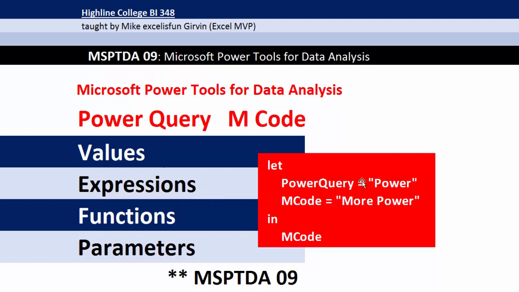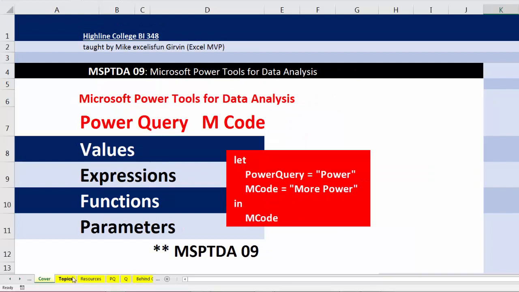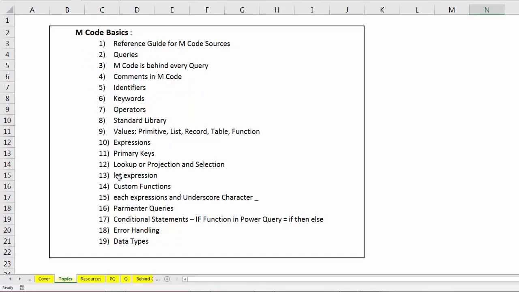Let Power Query equal power. Well, then M code equals more power. Now, really, here's all of the topics we're going to cover. These are many of the nuts and bolts of how to write your own M code or understand the M code that the user interface generates.